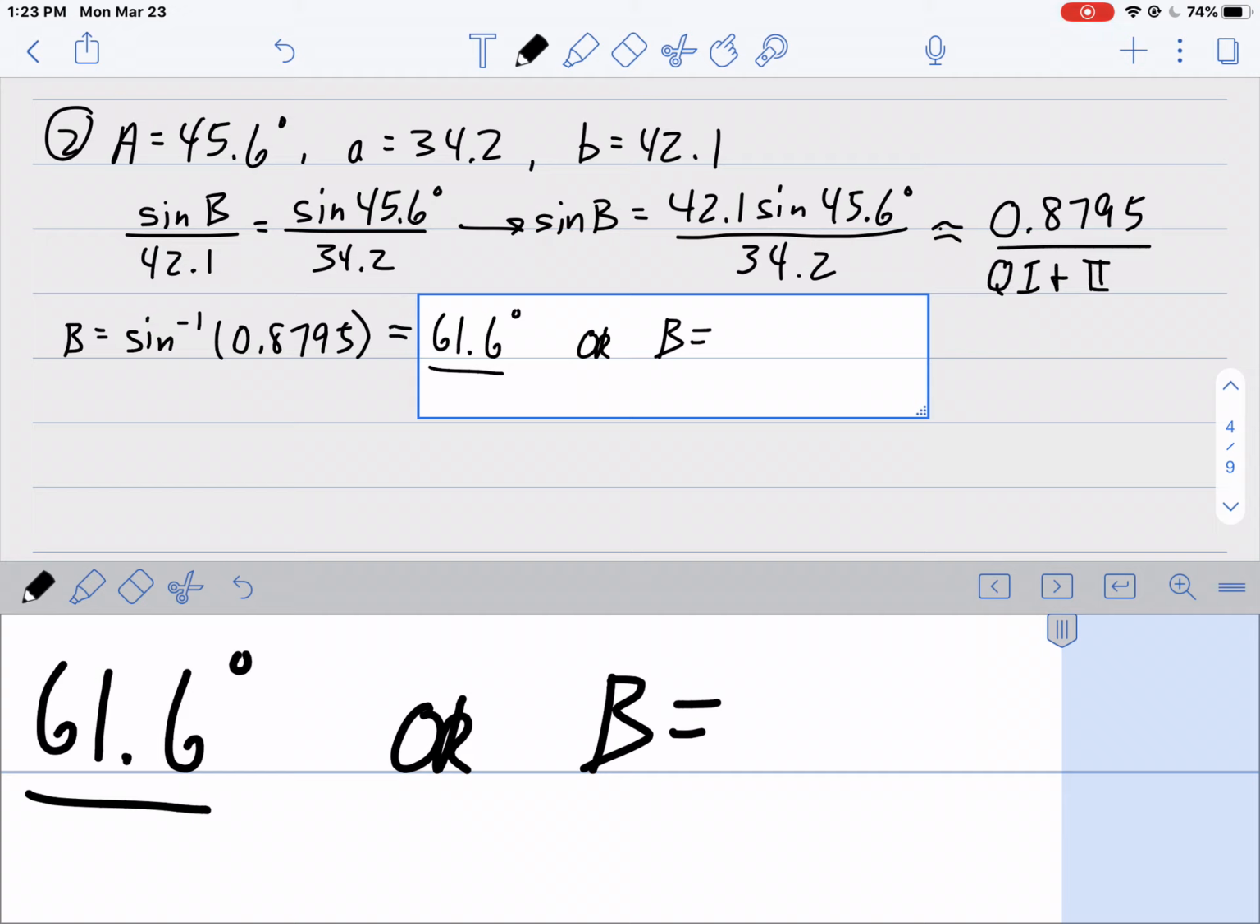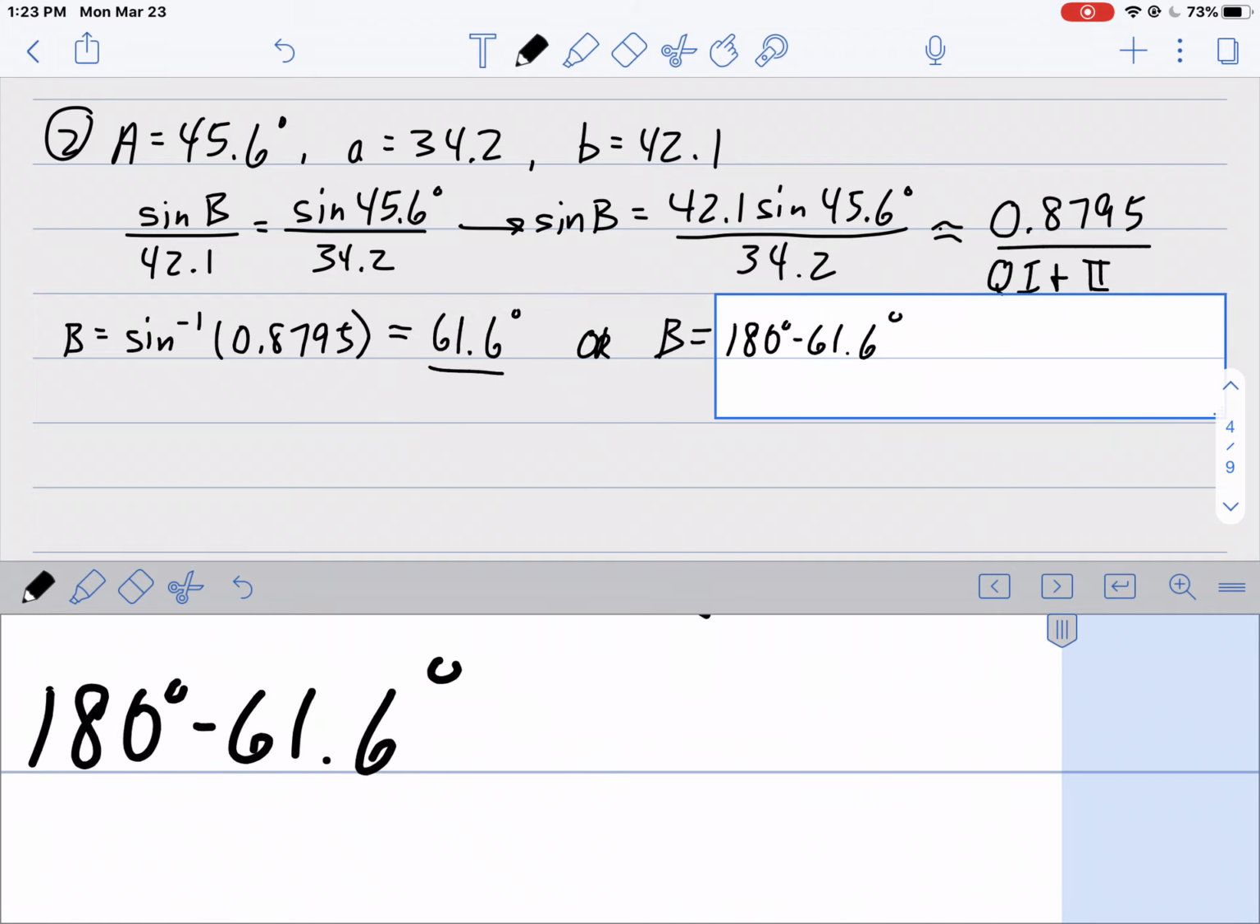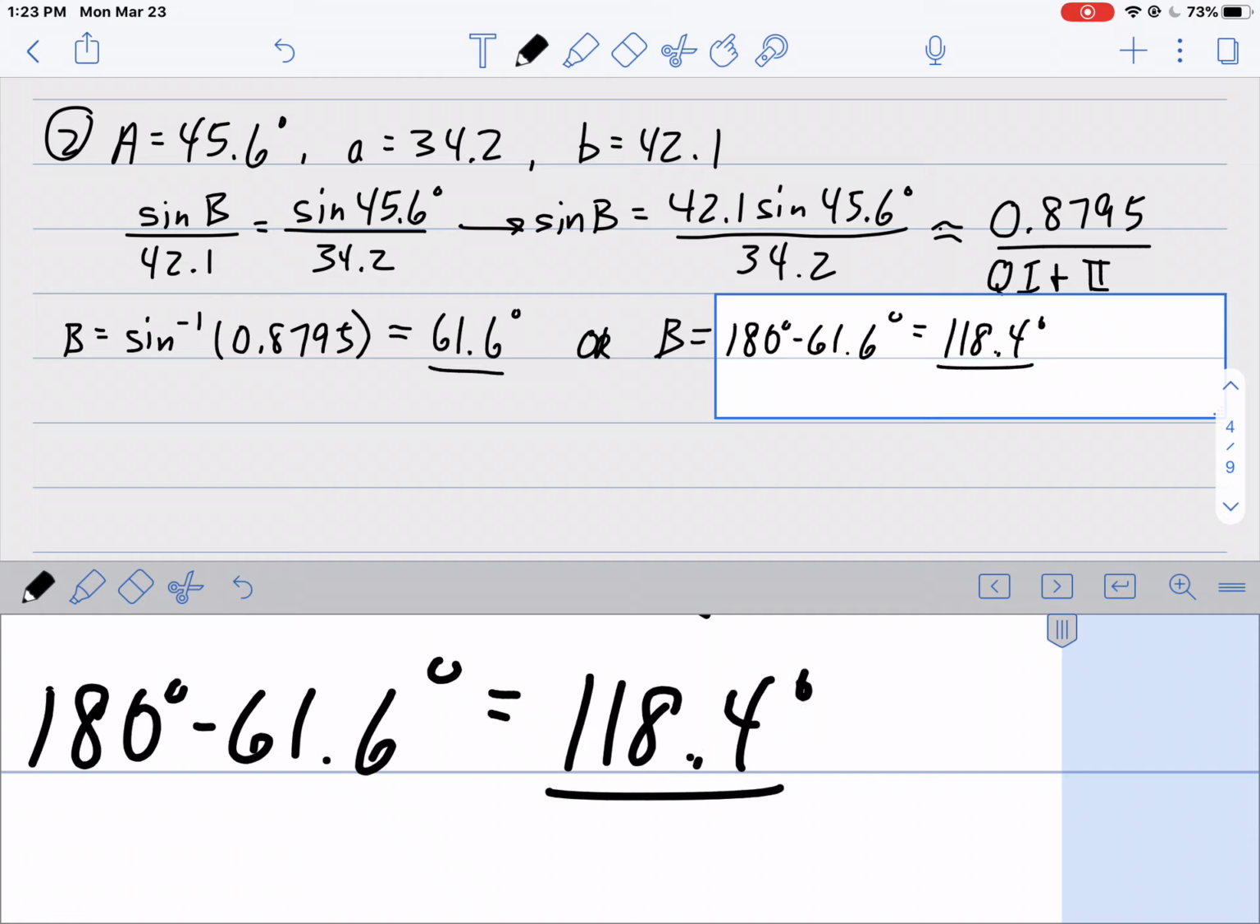61.6 would be my reference angle. So we'll just take 180 minus the 61.6 to give us our second angle of 118.4. And so in this case, I've got two possible measures for angle B. It could be 61.6 degrees. It could be 118.4 degrees.